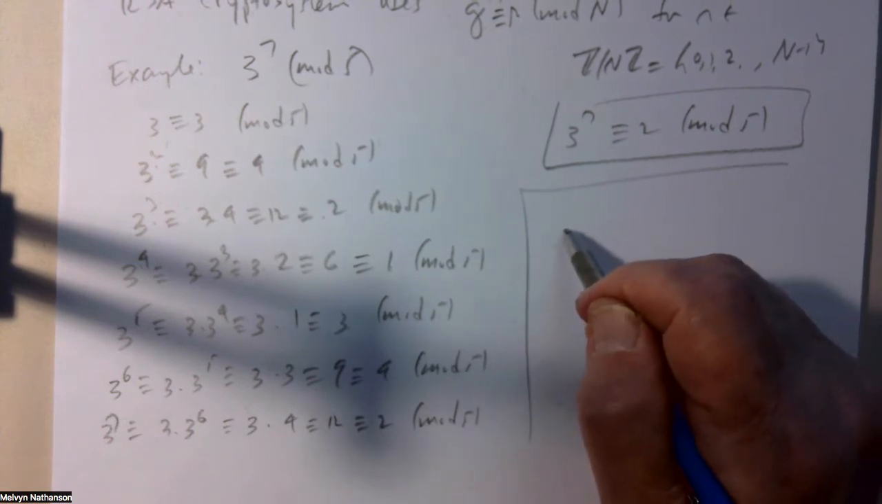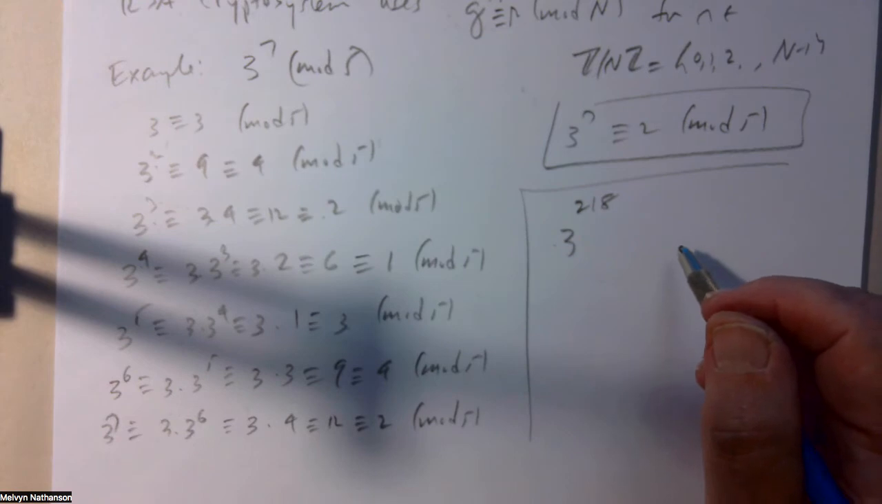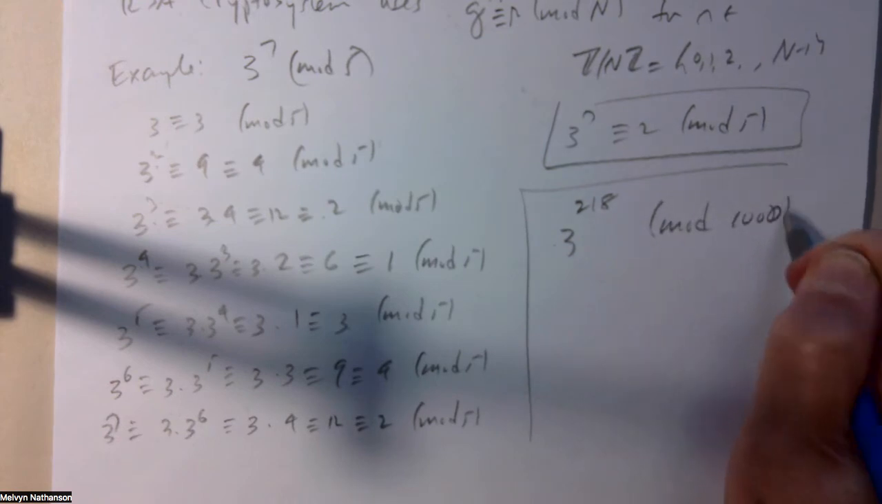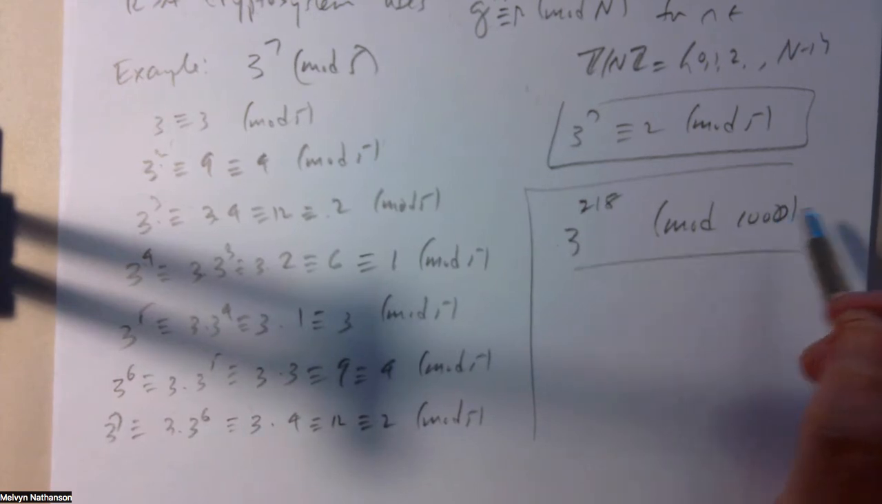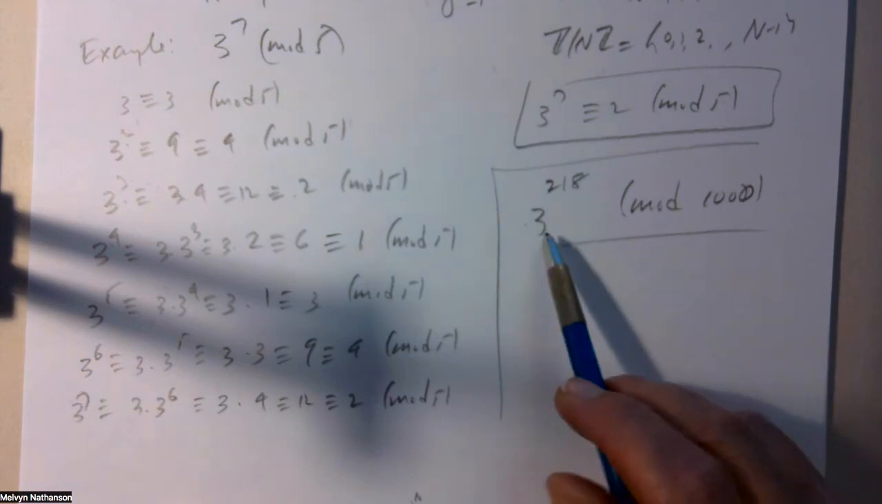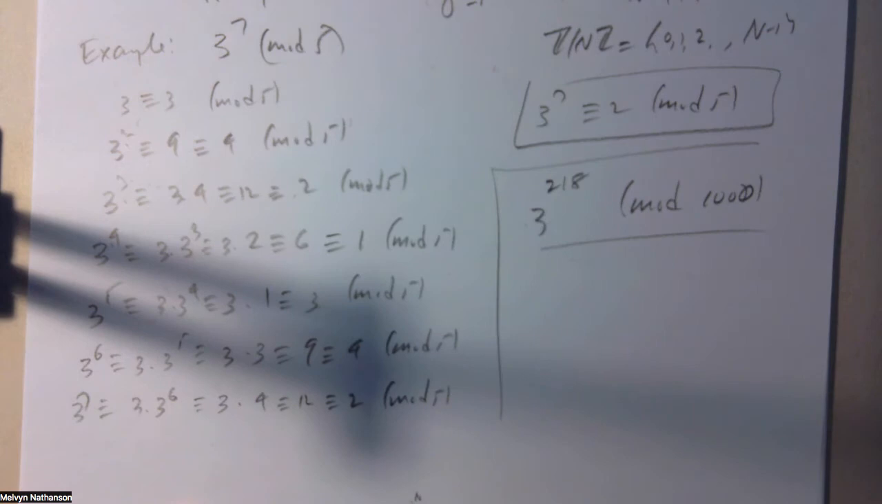Suppose I want to calculate, let's say, 3 to the 218th power mod 1,000. So this would require 217 multiplications, doing it like this. And after each multiplication, I would have to reduce mod 1,000.